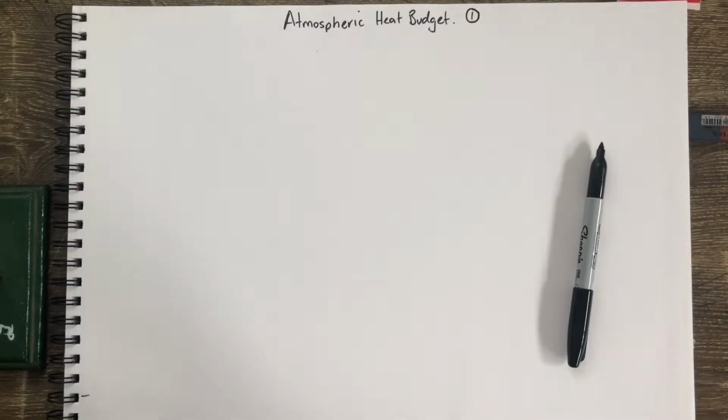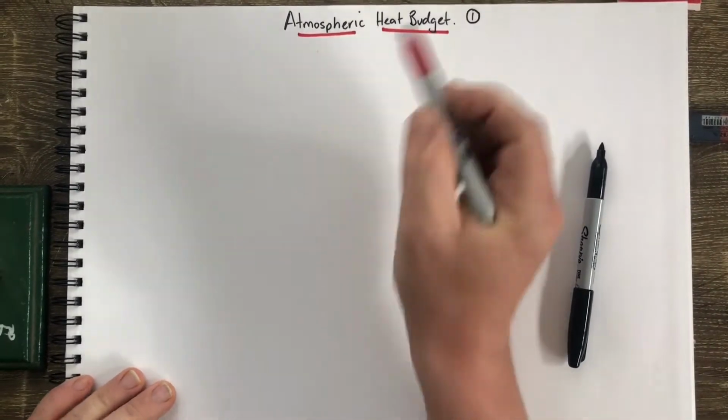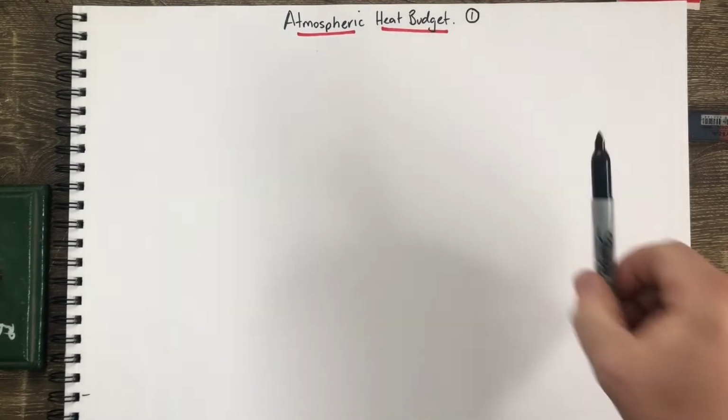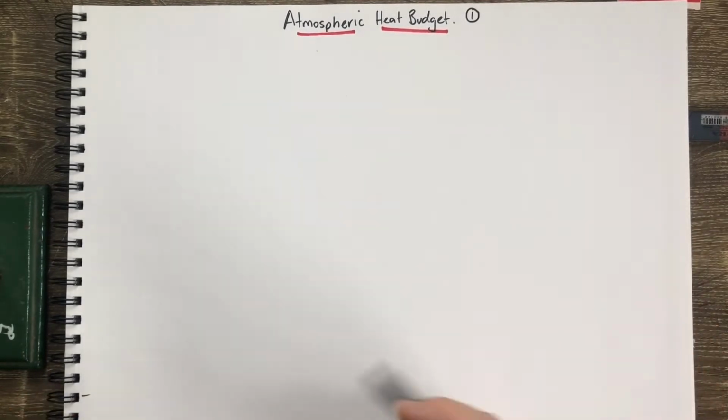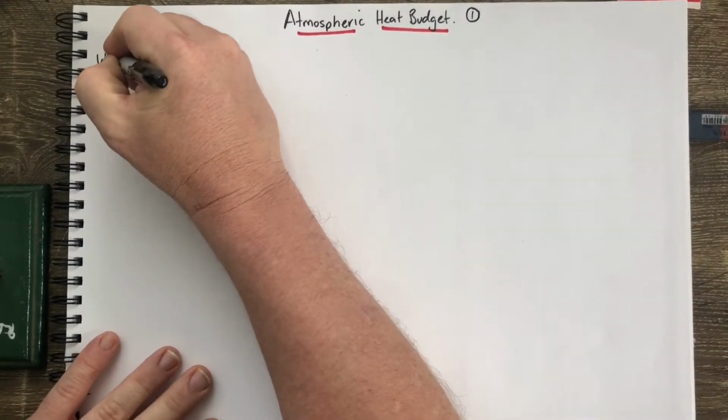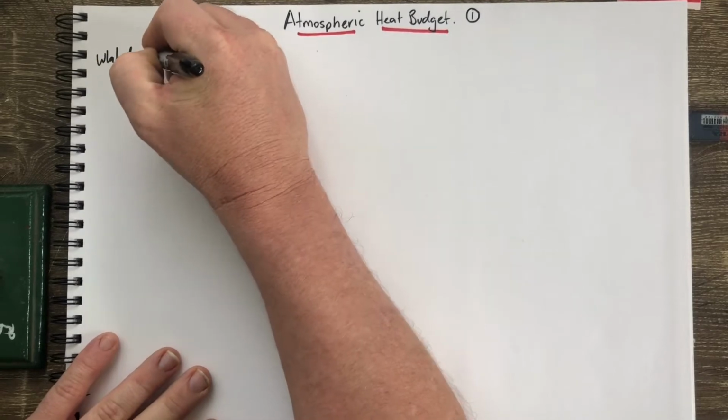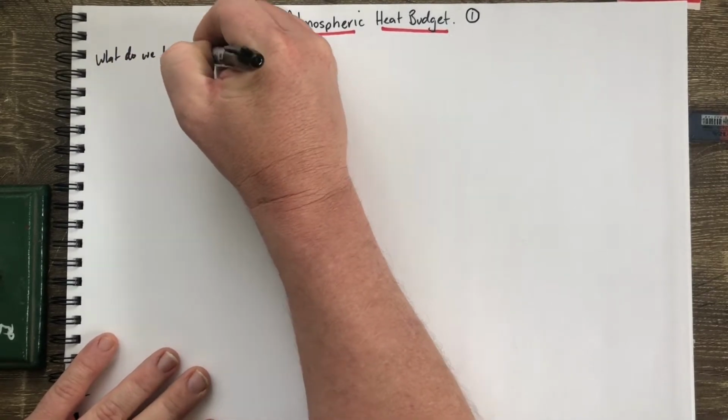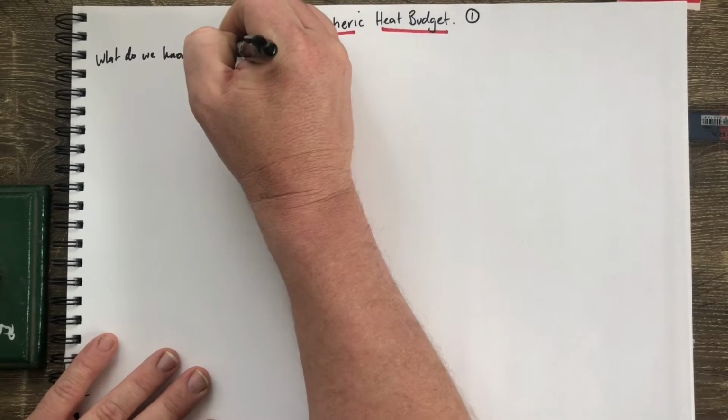Okay, today's lesson is on the atmospheric heat budget. So we're going to start by doing what we already know. What do we know already?